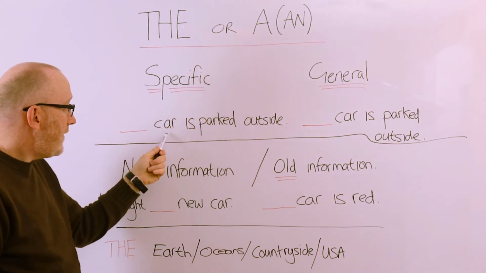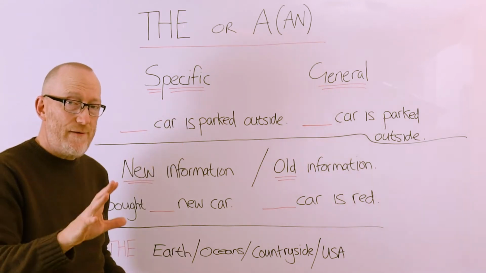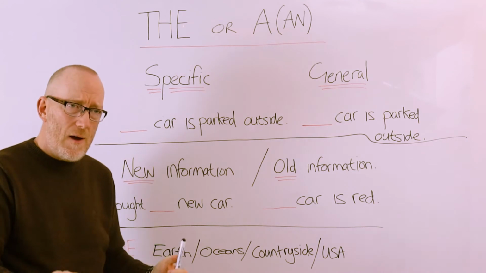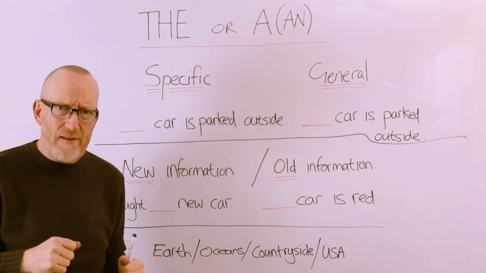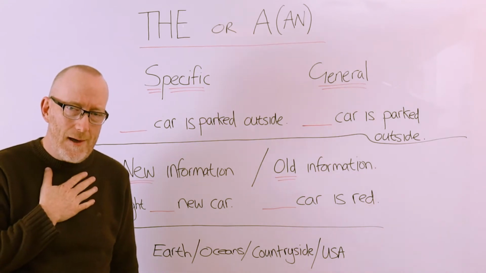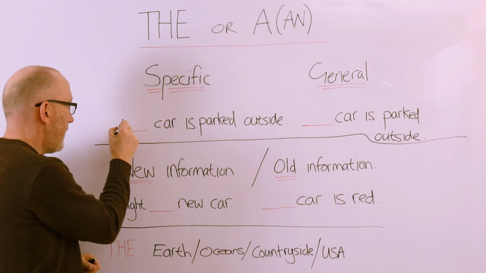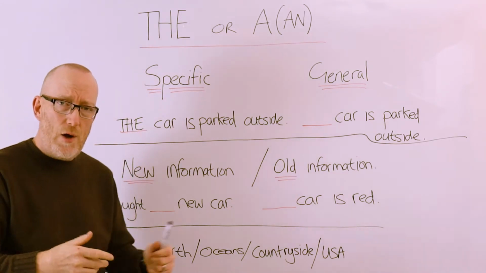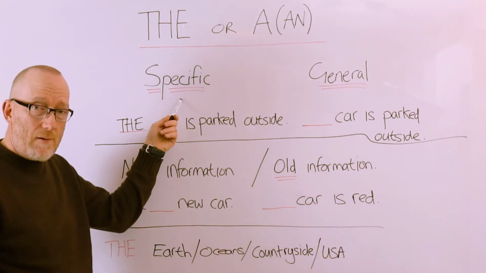If this car that we want to describe with an article is specific, and when I say specific, I'm talking about it's a car that I know. I know this car because it's actually my car. Yeah? So the car is parked outside. Well, whose car? Well, my car. It's a very, very specific car.